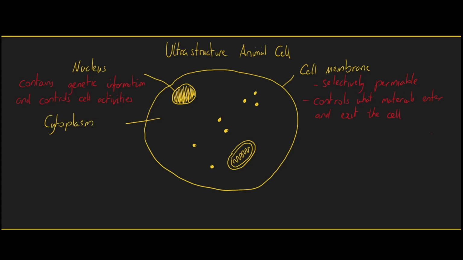The cytoplasm is the jelly-like substance where many chemical reactions take place. Now, there are chemical reactions that will take place outside of the cytoplasm or in different areas of the cell, but many of them will take place inside the cytoplasm.